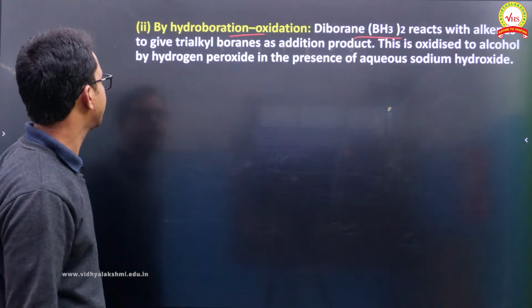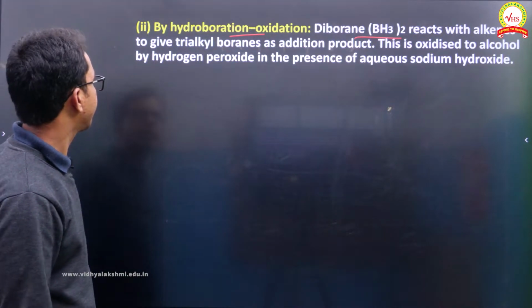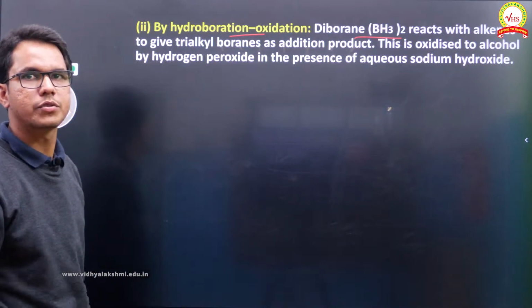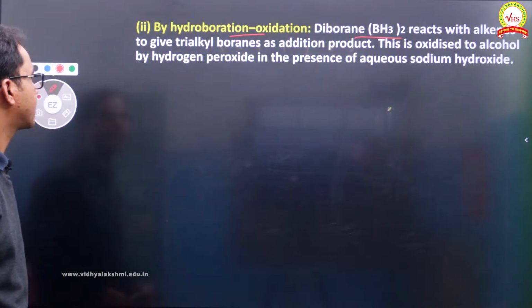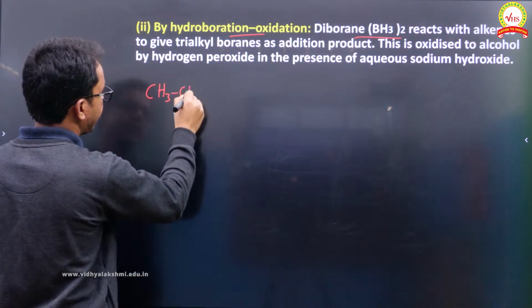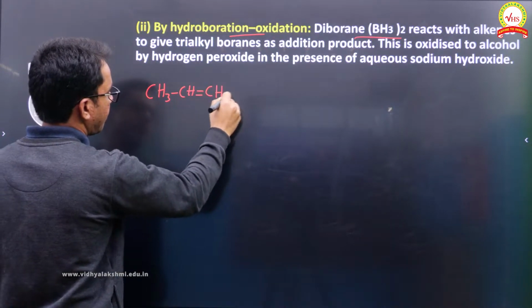This is further oxidation of the alkene by hydrogen peroxide in the presence of what? Aqueous sodium hydroxide, which gives alcohol, we know, right? Now let us see the reaction. Let us take an unsymmetrical alkene, that is CH3CH=CH2.